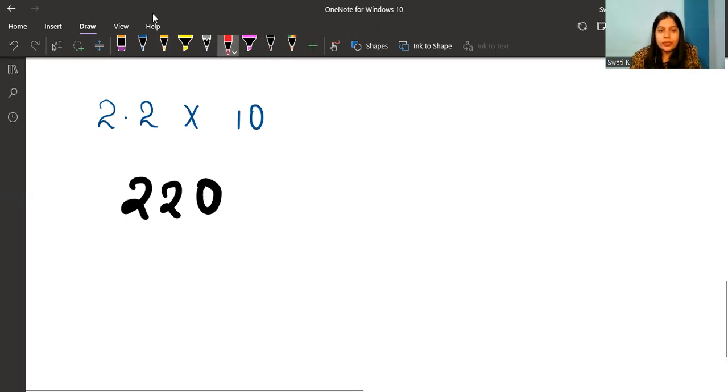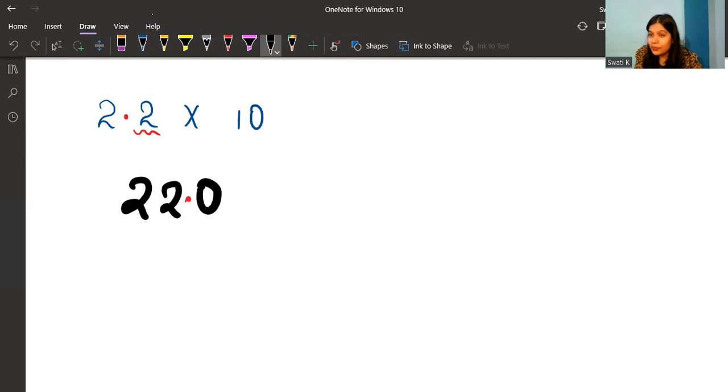Now just do one thing: check in the question that after the decimal, how many digits are there? After the decimal, there is only one digit. So in your final answer also, after the decimal, there should be only one digit. That is why you are going to put a decimal here, so that after the decimal there is a one digit number.